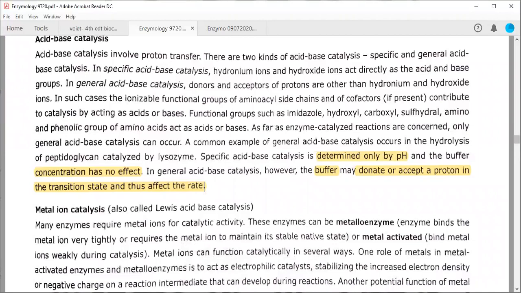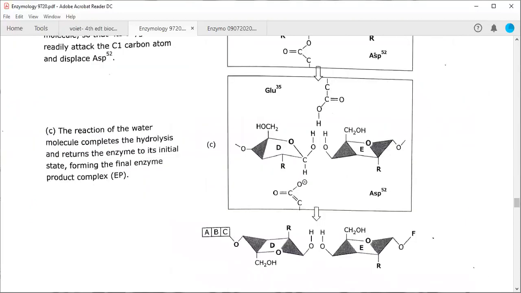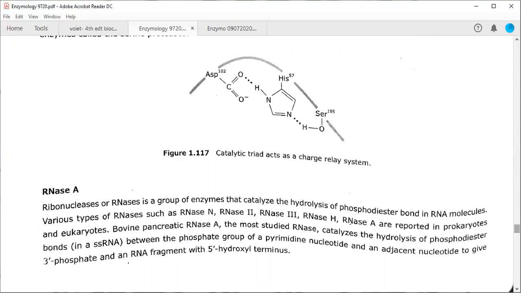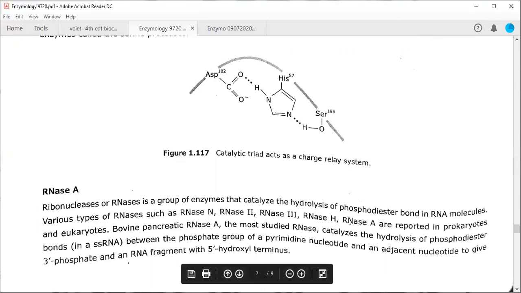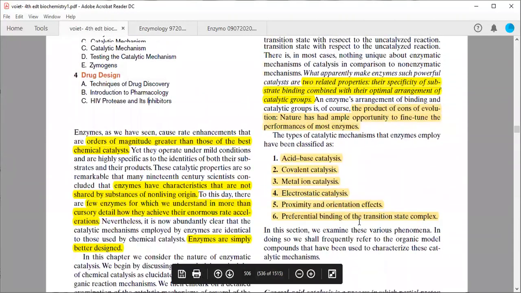Now we will go to this portion where they have discussed these enzymes. Ribonuclease A is given over this page number. This is RNase A. This is also discussed in your book, White and White.